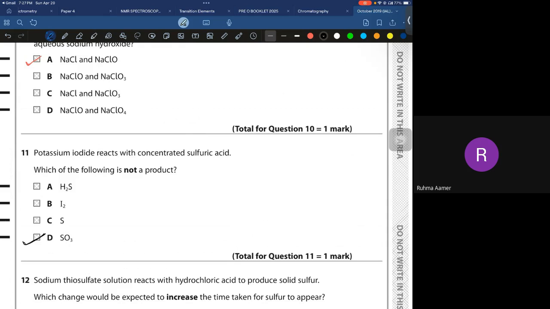So let me write down the possible products. When I minus, that is the strongest reducing agent, reacts with sulfuric acid, you will see multiple products. Let's suppose you will see sulfur, that is a yellow solid.